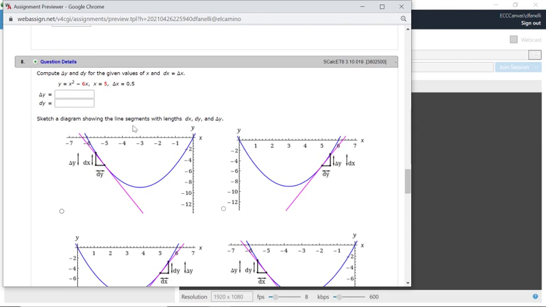And then sketch a diagram. Okay, a diagram. Remember that the dx and the dy, those come from the slope triangle for the tangent line, and the delta y and delta x come from the slope triangle from the function itself.